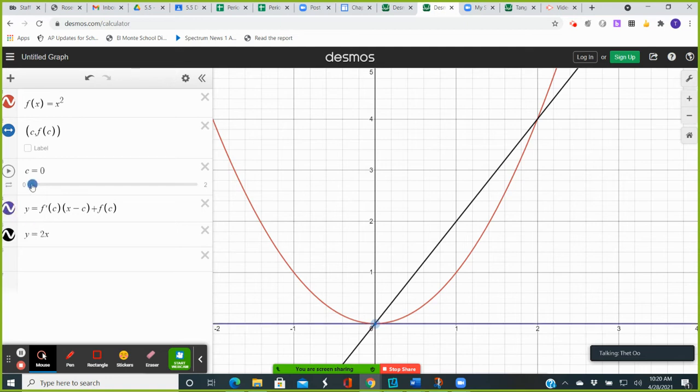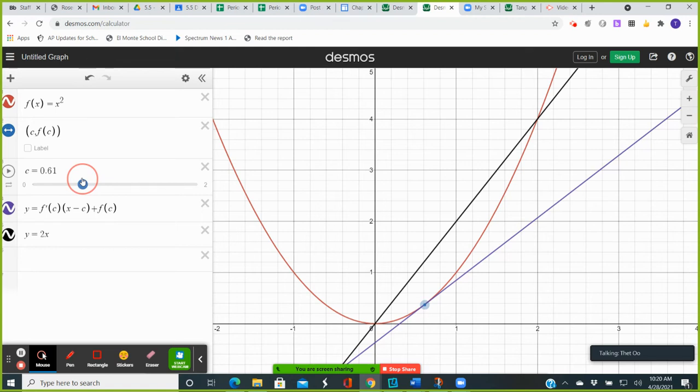So I'll use my slider and we start looking at these tangent lines to the graph of f at different values of x. Right now, we have a value of x that is about 0.4. Now we have a value of x that is about 0.5. Now we have a value of x that is about 0.6.